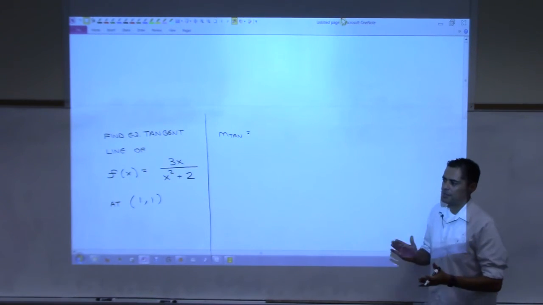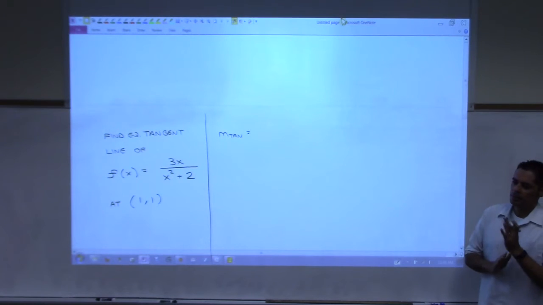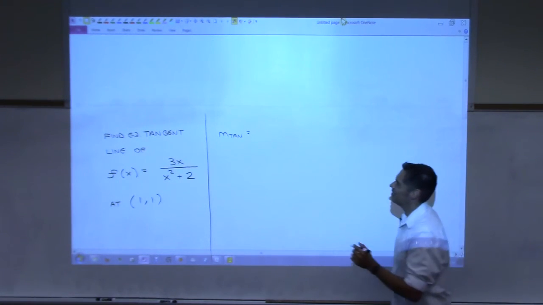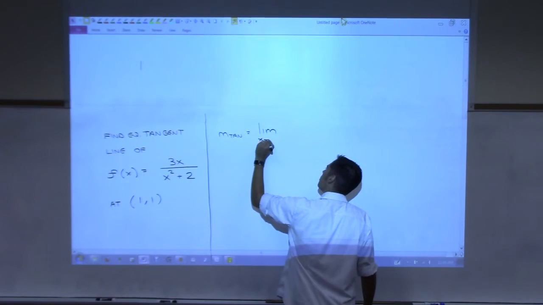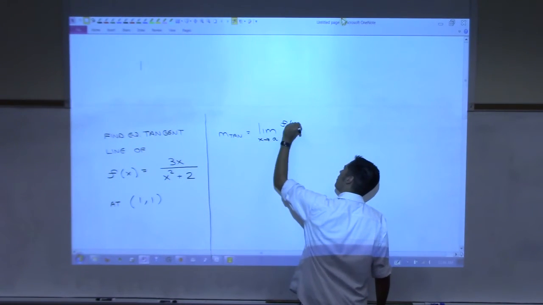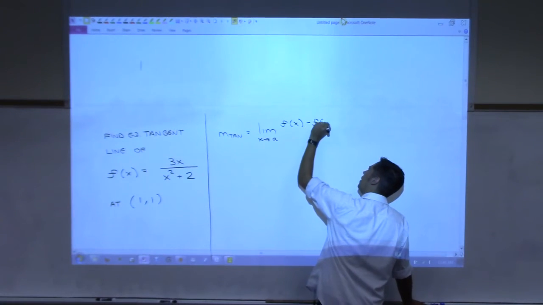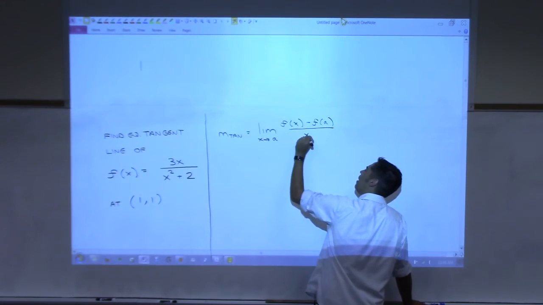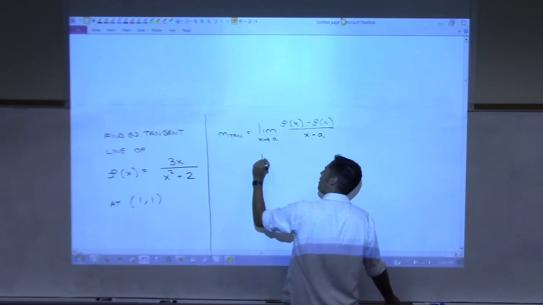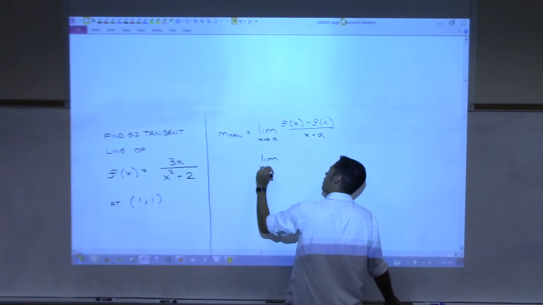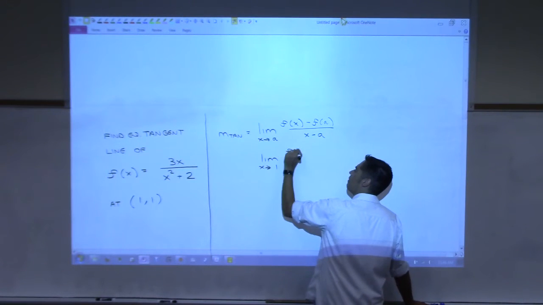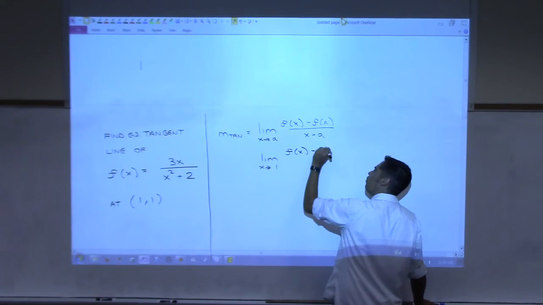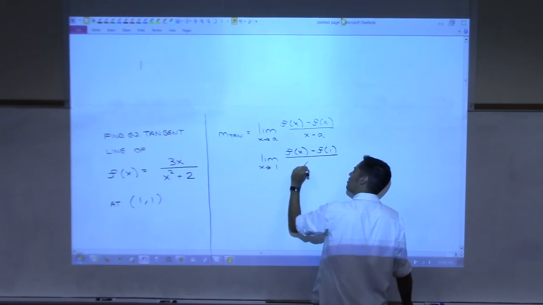Well, your choice. I kind of buried the first one. Limit, as x goes to a, of f of x minus f of a over x minus a. I can replace the a with 1, right? This becomes f of x minus f of 1 over x minus 1.